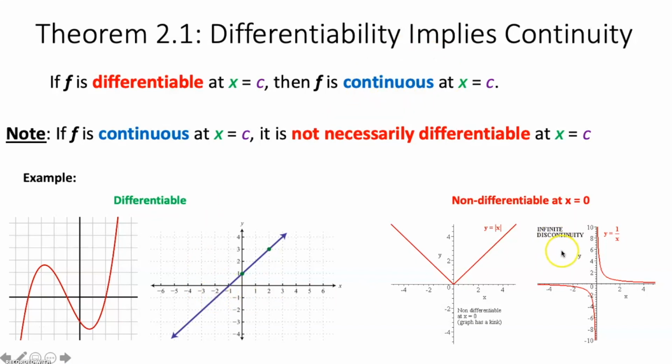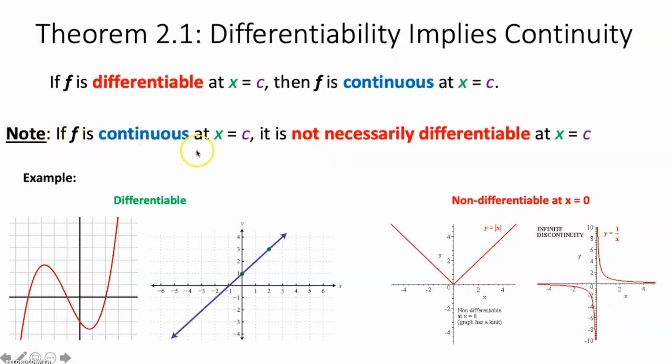Over here, we see that at x is equal to 0, this has a vertical asymptote. Therefore, the function is not differentiable at x is equal to 0. Therefore, we cannot say that the function is continuous at x is equal to 0. Here, on the other hand, we want to look at our note.